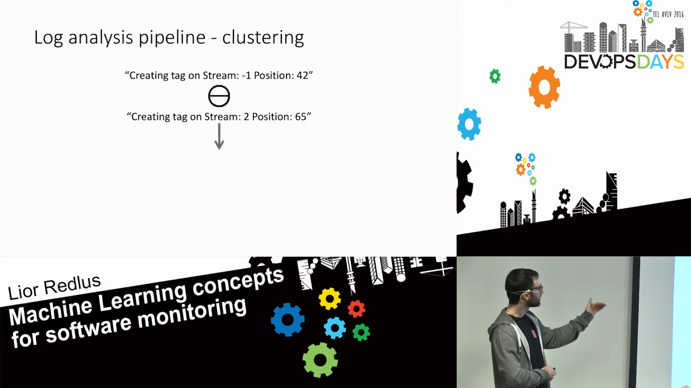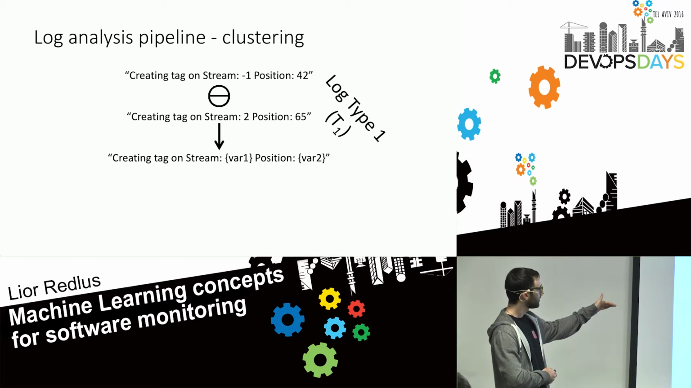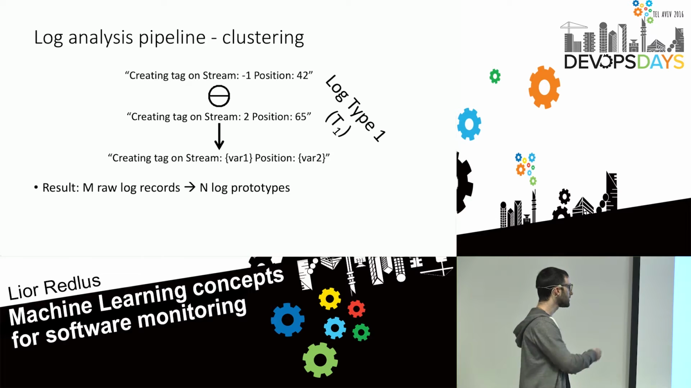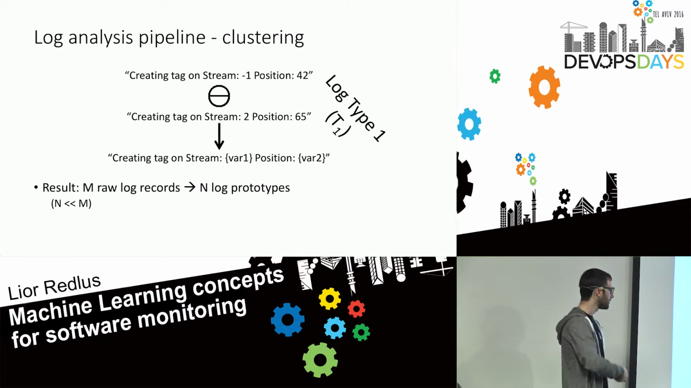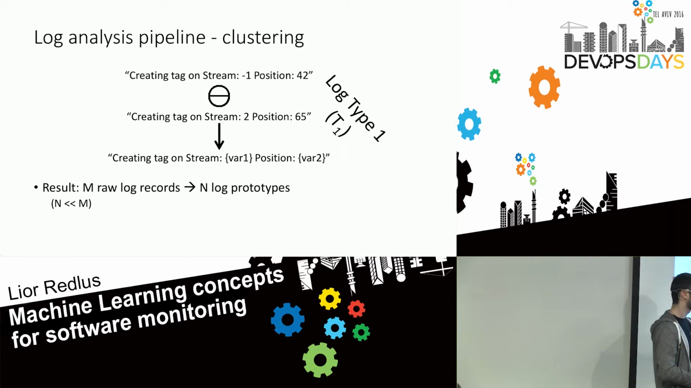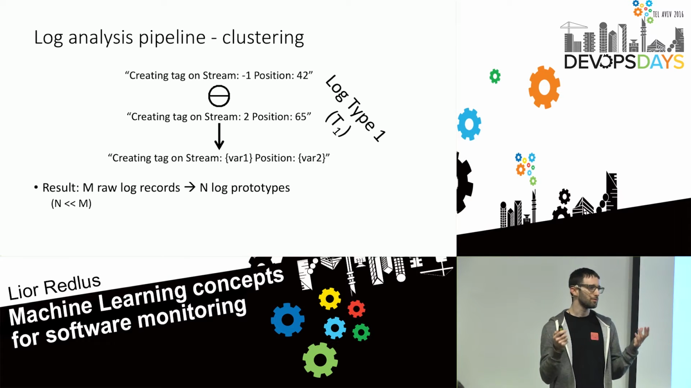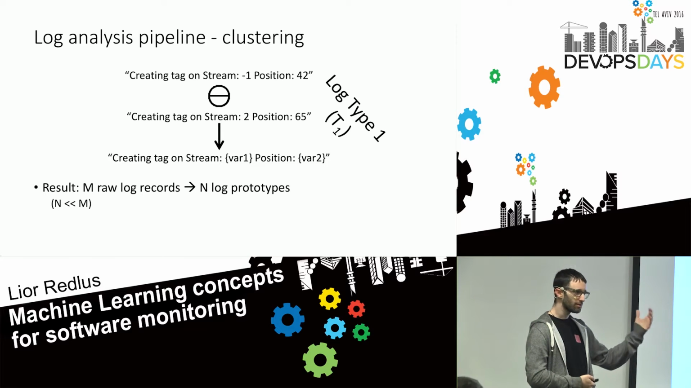This process tells us that these two logs are actually the same log prototype, and they have two variables at these locations where the dissimilarities happen. The result is that of m log records, we get n prototypes, where n is much, much smaller than m. M is in the billions of log records that our system creates every day, but the total amount of log prototypes that we actually create is 900, 1,000 for large systems.